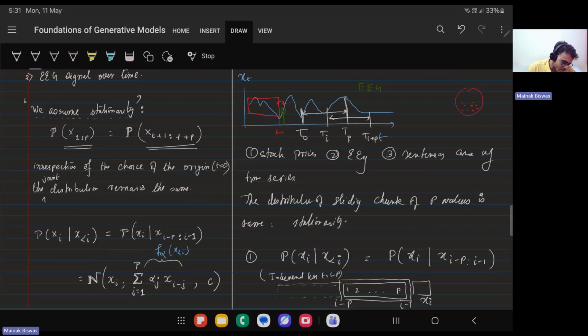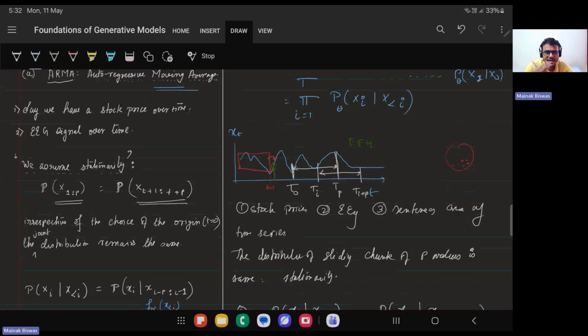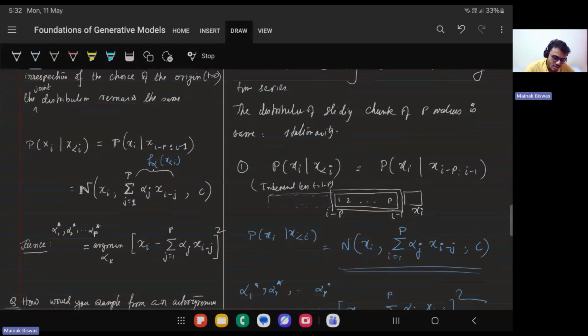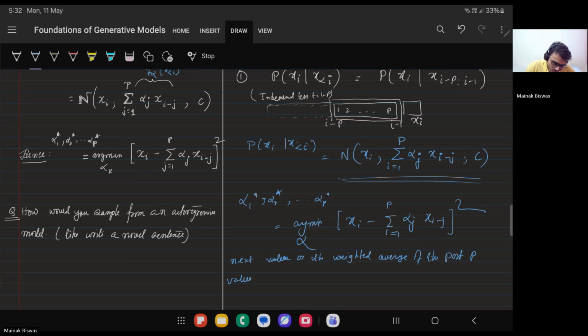This is called the ARMA model, or autoregressive moving average. So what you're doing is predicting the next value as the weighted average of the past p values. Okay. Because we know that this distribution is proportional to the exponent of minus 1 by 2 sigma squared times xi minus the summation, squared.